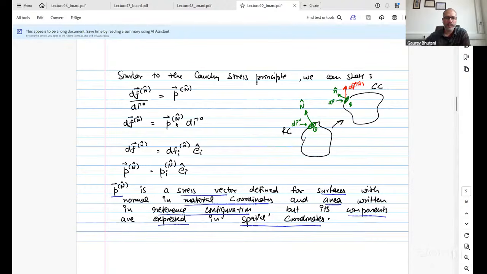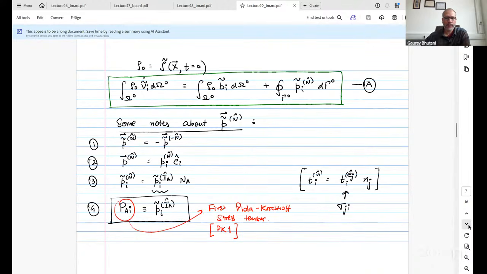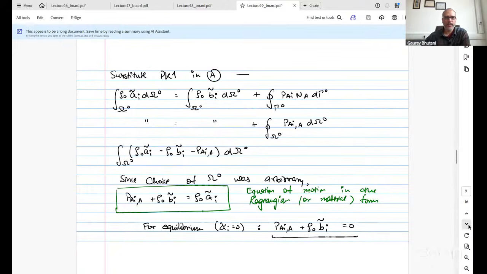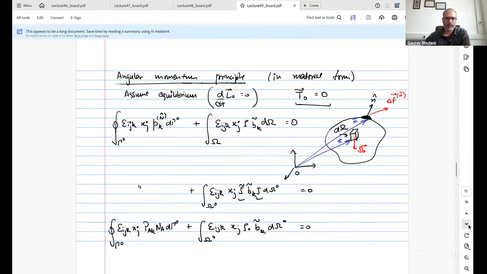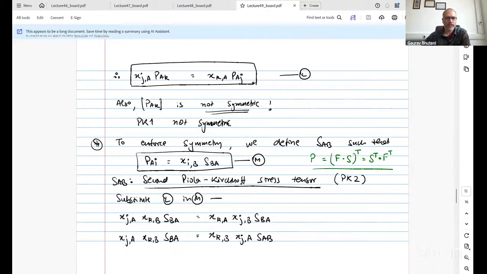So this results in the traction vector, the stress vector t, which when expressed using the stress form results in the first Piola-Kirchhoff stress tensor that we call the capital P tensor. I won't go into detail of that. That is something we discussed, and we saw that from the conservation of angular momentum principle, this was not symmetric. So this is the condition we got. We saw that PK1 is not symmetric.